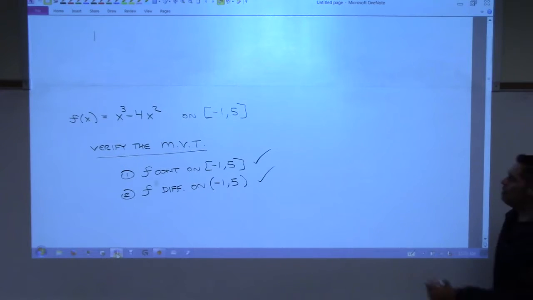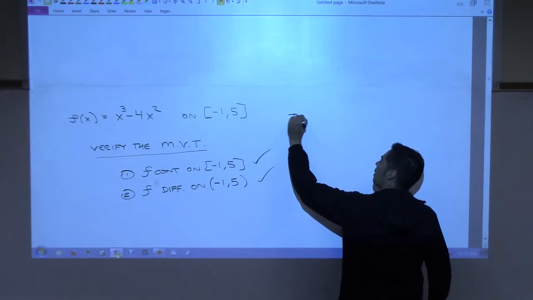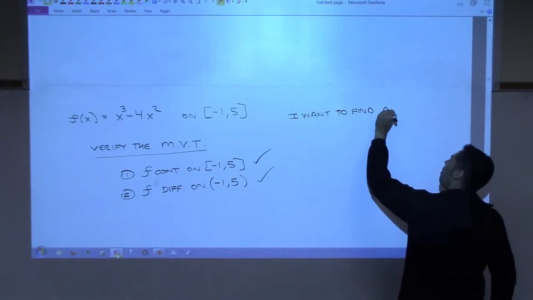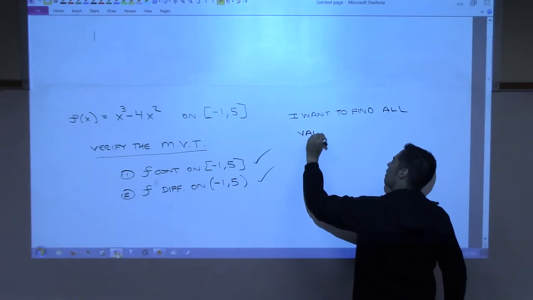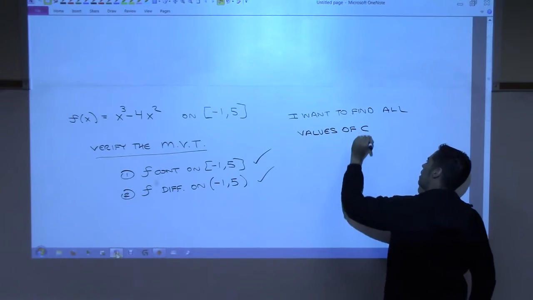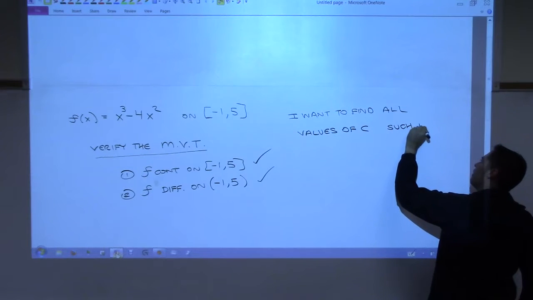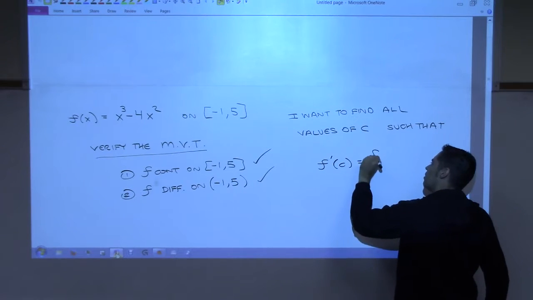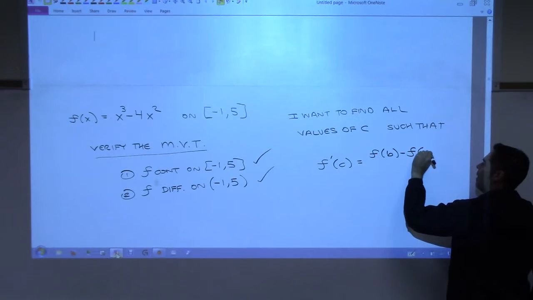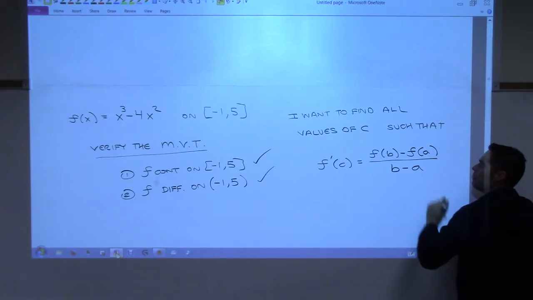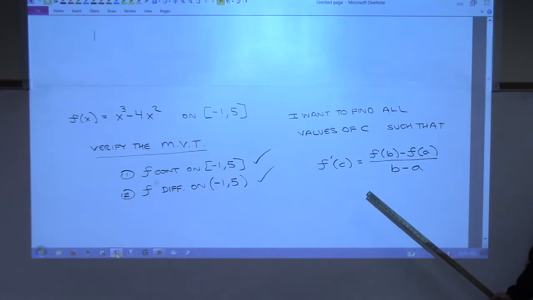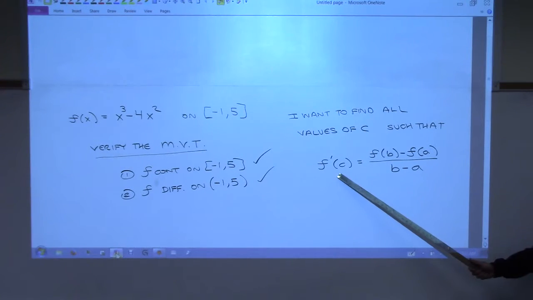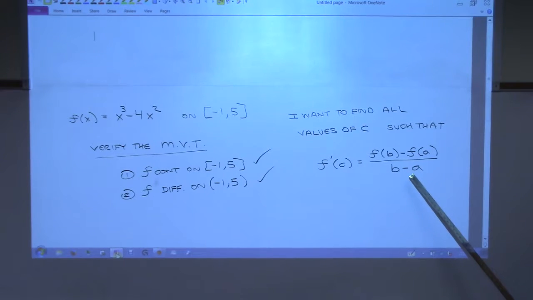Now, what I want to find is all values of c such that f prime of c equals f of b minus f of a over b minus a. That's the mean value theorem. I need to now generate all those c values where the slope of the tangent line will be parallel to the slope of the secant line.